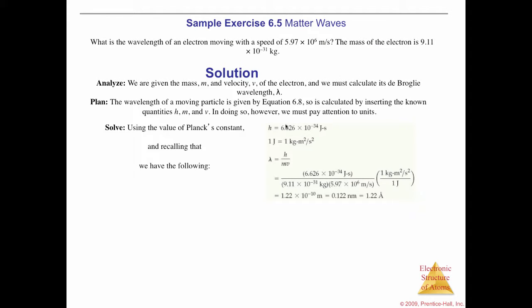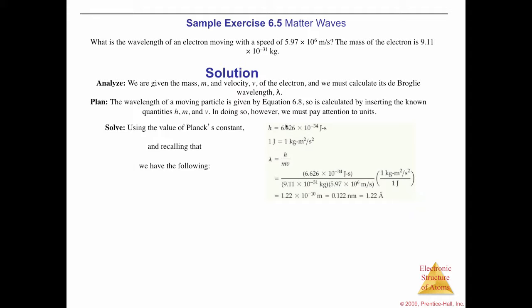Sample exercise 6.5, matter waves. What is the wavelength of an electron moving with a speed of 5.97 times 10 to the 6 meters per second? The mass of the electron is 9.11 times 10 to the negative 31st kilograms. We are given the mass and velocity of the electron, and we must calculate its de Broglie wavelength.